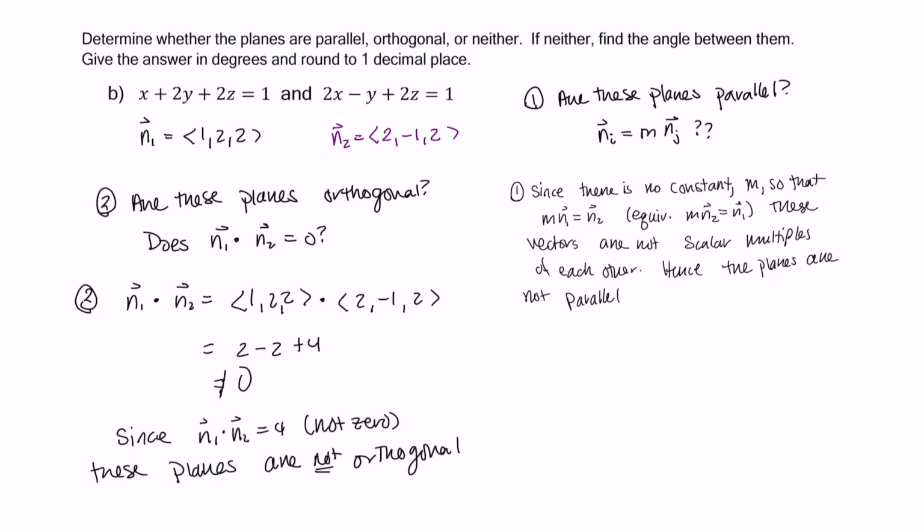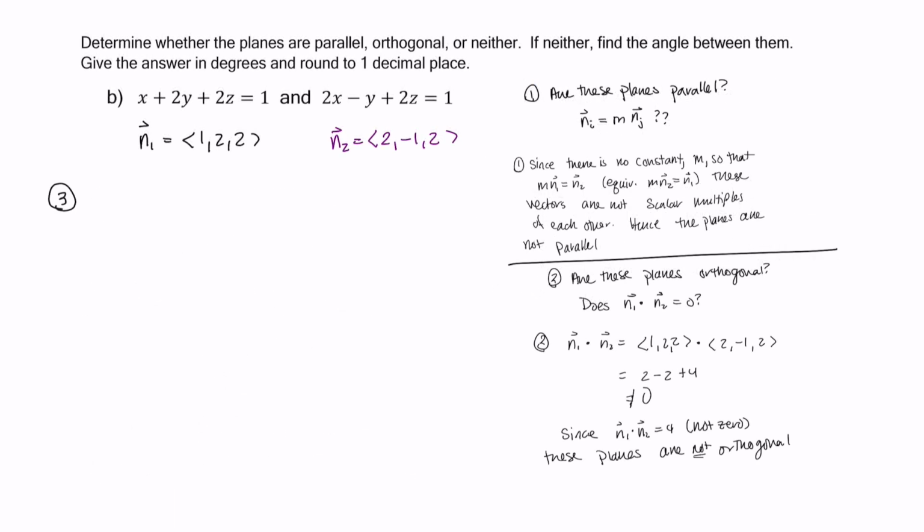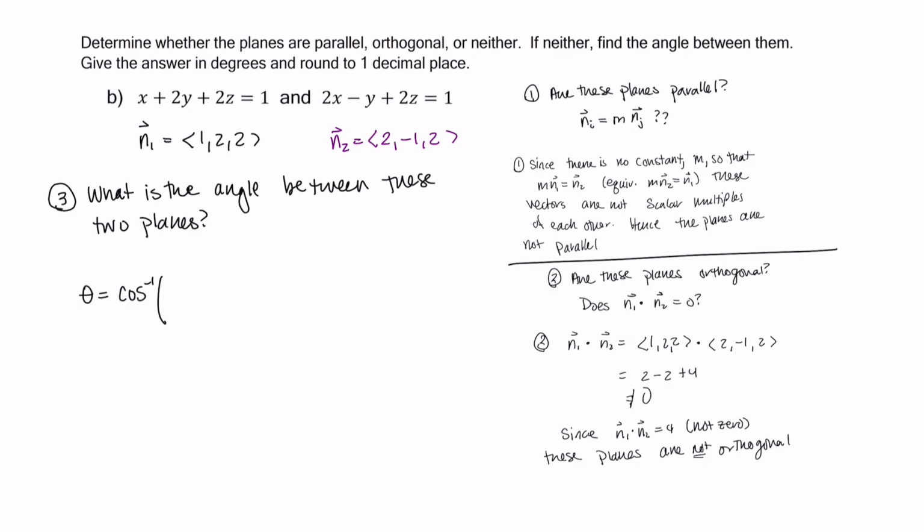All right, so now let's find the angle between these two planes. I'm going to make a little extra space again. So we're asking ourselves, what is the angle between these two planes? The angle between these two planes, theta, is given by the arc cosine of the dot product of their normal vectors, which we already know is 4, divided by the product of the magnitude of each of these vectors. Well, we just need to work out the magnitude of each.